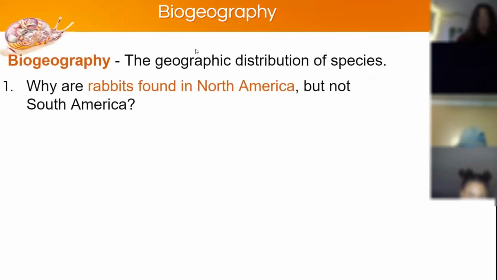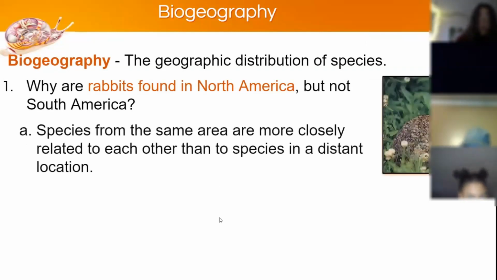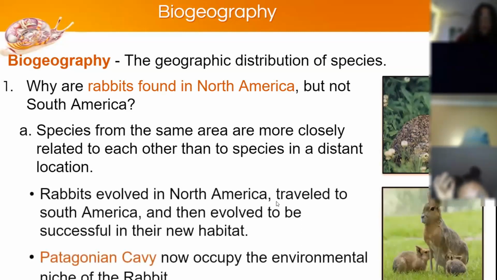Biogeography talks about where the organisms are found, so the distribution of species. We were talking about the different organisms in South America or that aren't found in Australia, and species that are found in Australia that aren't found elsewhere. So that would go under the biogeography. So we find rabbits in North America, but we don't find them in South America. Isn't that interesting? There is a similar species in South America, and that is the Patagonia cavy, but a different species.